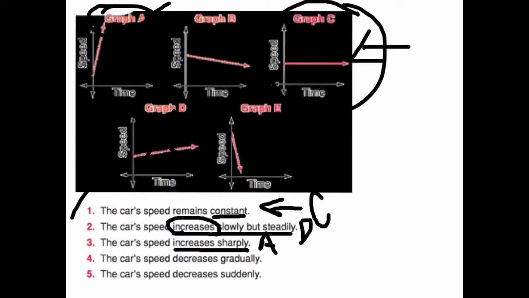All right, lastly, number 4, the car speed decreases gradually. Now, gradually means it's not decreasing at a very fast rate. It means it's decreasing, but it's decreasing slowly. So I'm looking for the graph that has a negative slope but is also decreasing at a slow rate. And that's going to end up being graph B, because between B and graph E, graph B has a line with a slope that is not decreasing at a fast rate.